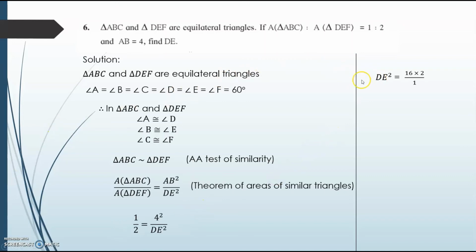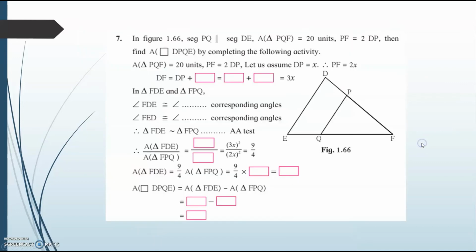Now, we have to find DE, which means we have to take the square roots of DE squared. Square root of DE squared will be DE is equal to the square root of 16 multiplied by 2. Take the square root, that is 4 root 2 units. So the question asked is find DE. So accordingly, this is our final step. Let's move on to number 7.